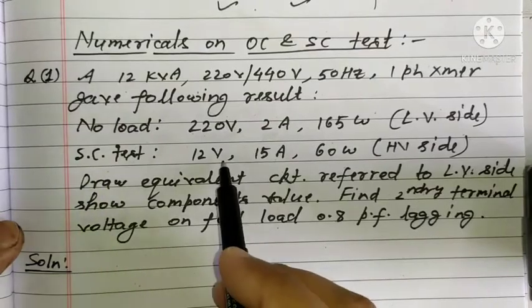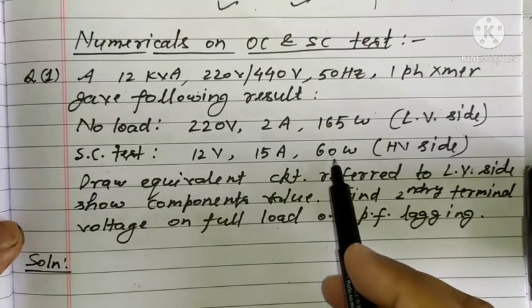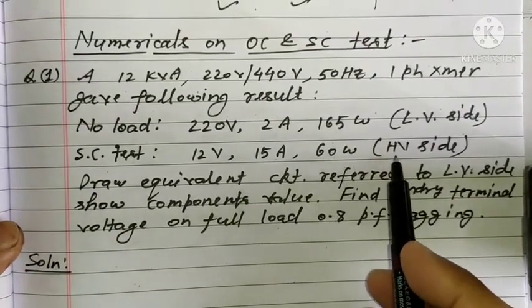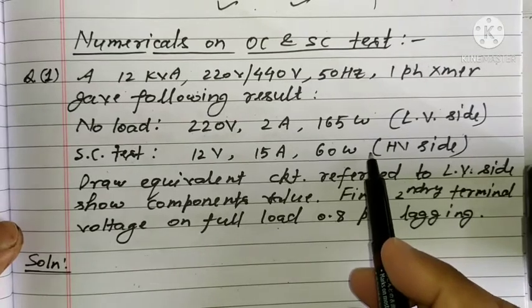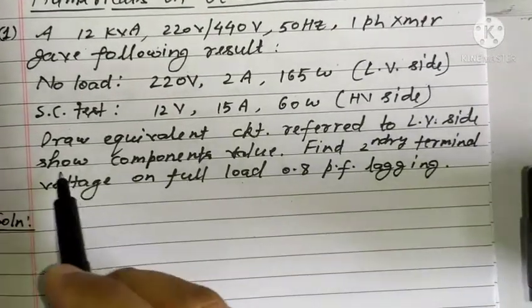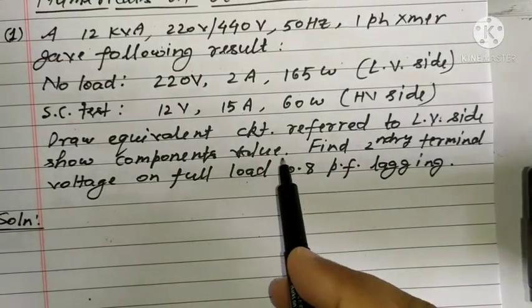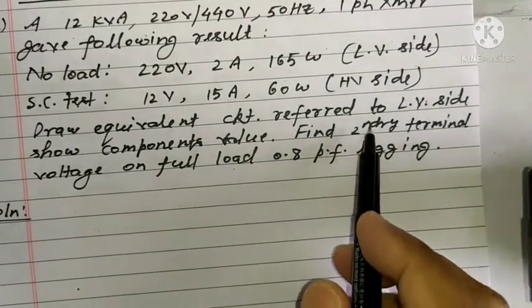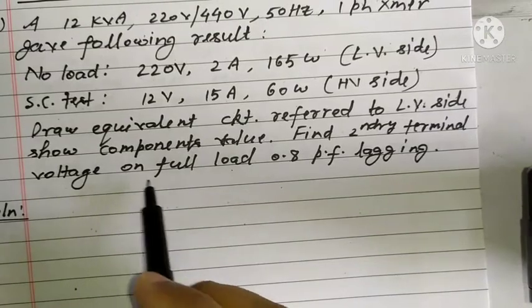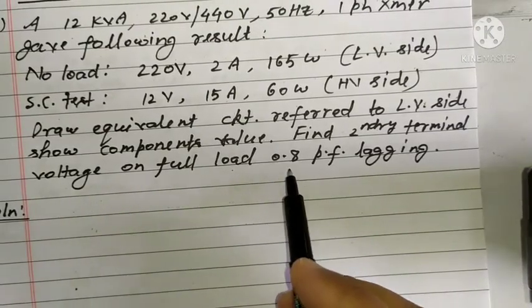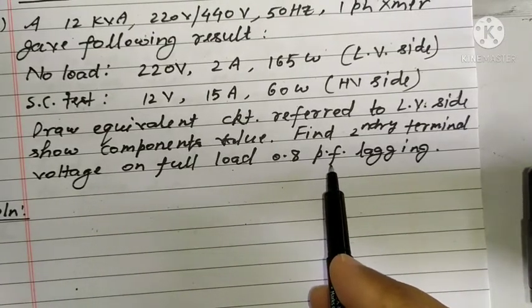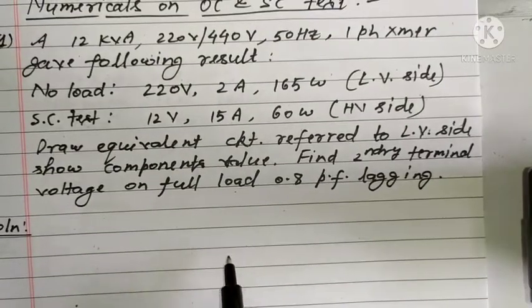Short circuit test result is 12 volt, 15 amperes, 60 watt, and the test is conducted on the HV side. So draw the equivalent circuit referred to LV side. Show the component values. Find the secondary terminal voltage on full load at 0.8 power factor lagging.